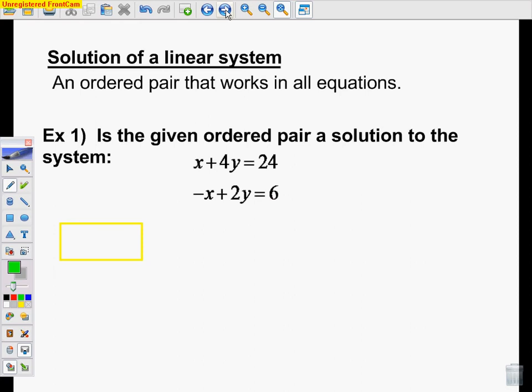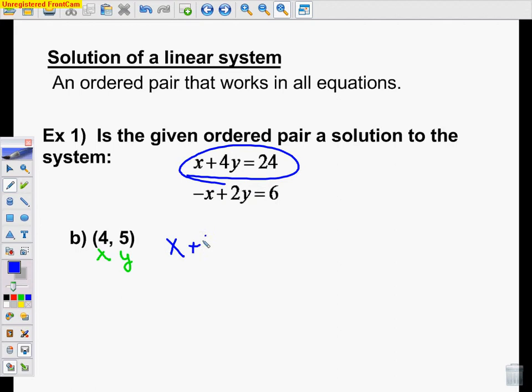Now, here we go. Same system, different ordered pair. This time we're going to use the ordered pair (4, 5). Once again, x is the first number in the ordered pair, y is the second. Remember, ordered pairs always go x, then y, or you can look at it as going in alphabetical order. So, again, we're going to take our first equation, x plus 4y equals 24, and we're going to plug in x and y for the variables.